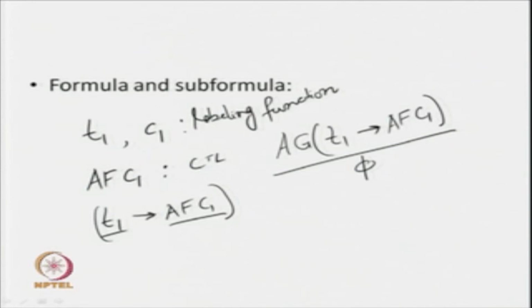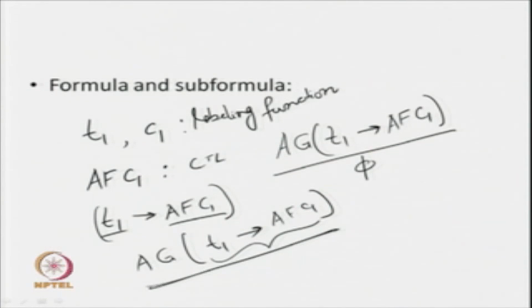Once we know the label of this particular sub formula, then we go to the next level, the next sub formula, which is AG (T1 implies AF C1). Now, we know the labels of this particular formula, so we know the states where this particular formula is true. Once we know this, then we can go to our given formula phi. That is why I am saying that we must know the root values of our sub formulas. That means we should know the states where each particular sub formula is true, and we are going to label those states with the help of our labeling algorithm. Okay. So, this is the way that we are going to look at it.